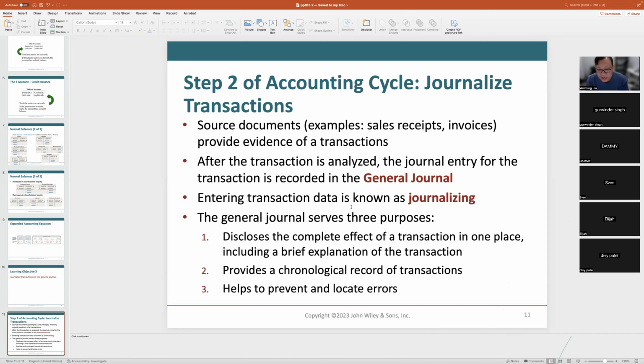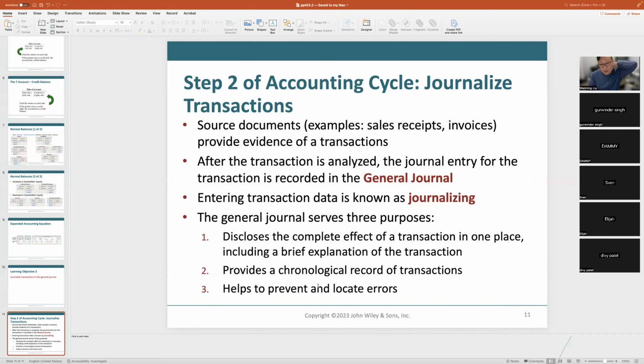So when you enter this transaction data, this is known as journalizing, okay? So the 3 purposes of journalizing would be: disclose the complete effect of a transaction in one place, and include a brief explanation of the transaction. So not only do you say on this date, I debit this account, I credit this account, it's also good to include a brief explanation of what happened, right? Because otherwise, how do I know you have done the correct journal entry? If you tell me what happened, what is that transaction event, just using a words description, and then you have the debit and credit.